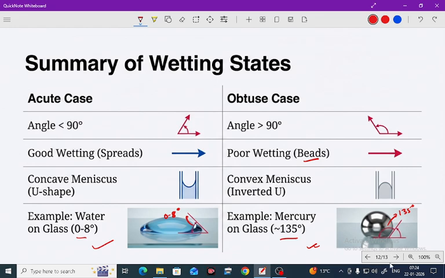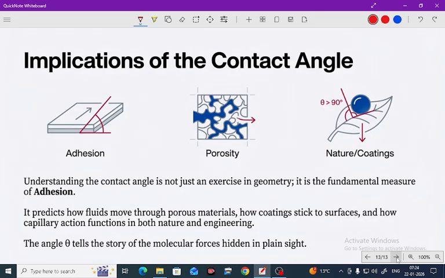And the most important, in conclusion: the implications of the contact angle are adhesion, porosity, nature, coatings. Understanding the contact angle is not just an exercise in geometry, it is a fundamental measure of adhesion. It predicts how fluids move through porous materials, how coatings stick to surfaces, and how capillary action functions in both nature and engineering. The angle theta tells the story of the molecular forces hidden in plain sight. So this is the overall influence of the angle of contact.